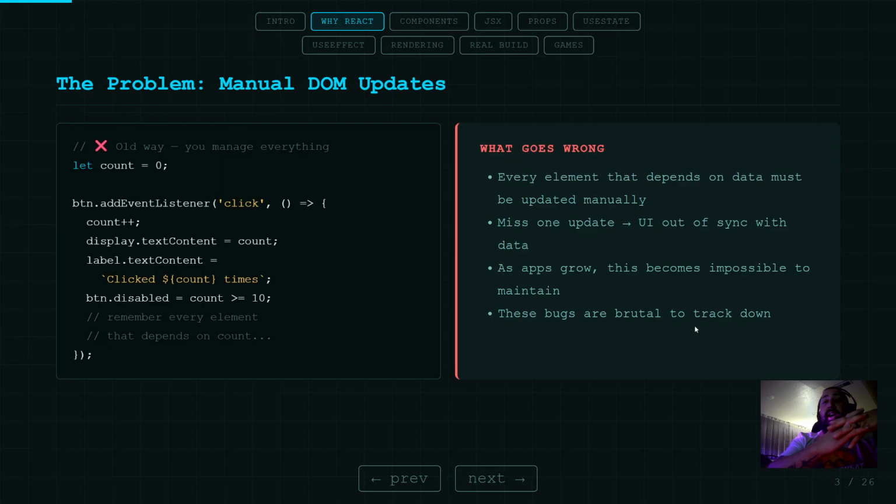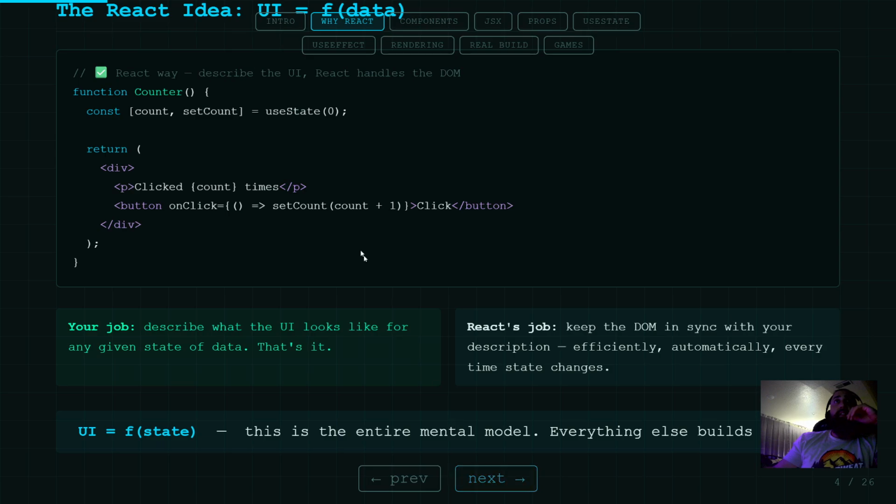What if your UI was just a function of your data? So now you can describe what your UI should look like for any given state of data. React handles updating the DOM to match. You don't touch the DOM directly. You just update the data and React figures out what needs to change.